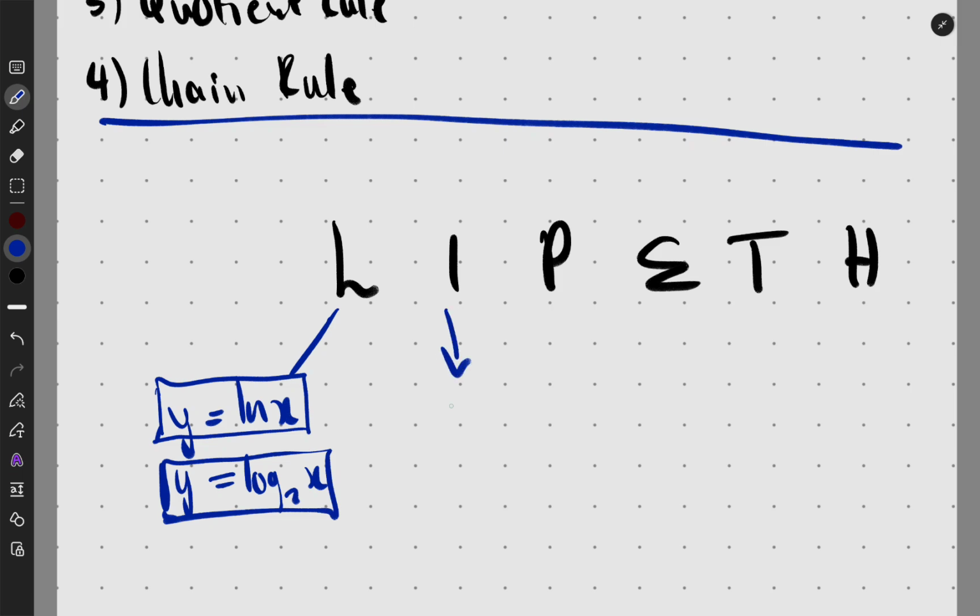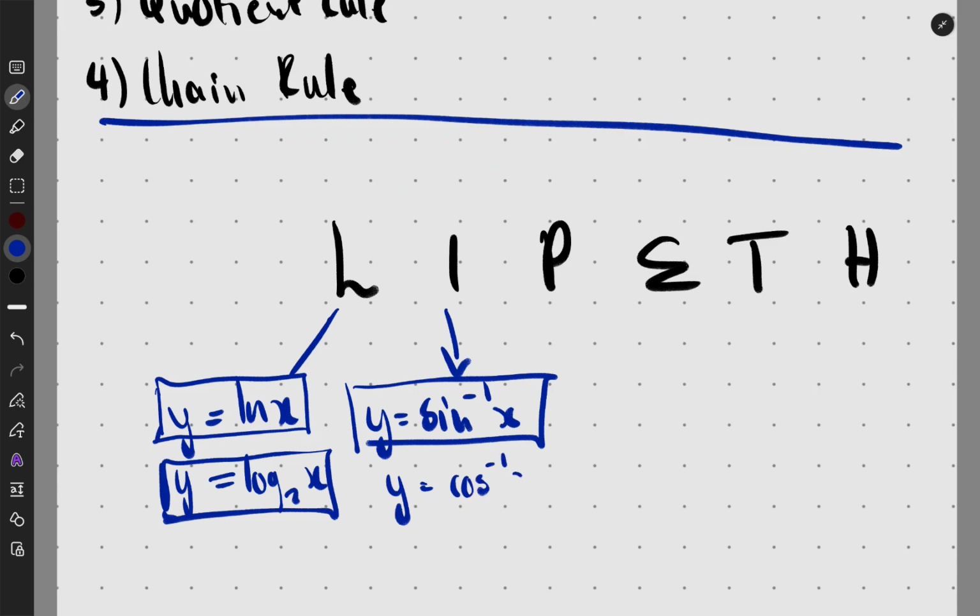Then inverse trig is going to be sine inverse of x. You haven't really dealt with this, so we'll see with time as you do. But just know that we have y equals cos inverse of x, y equals tan inverse of x. These are inverse trig functions. Then we have polynomial functions. y equals x squared plus 5x minus 9. This is a polynomial function. Polynomial functions just have numbers and x's, or numbers and t's, with powers.